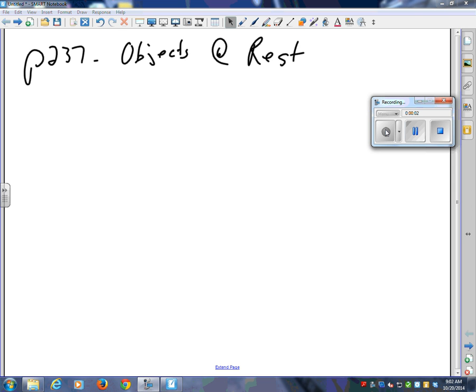Okay, so let's take a few moments here. We'll look at some problems. We're still solving problems with objects that are in equilibrium, or in other words, when F net is equal to 0. This is page 237. We're going to have a look at questions 1, 2, 3, and 4 here.